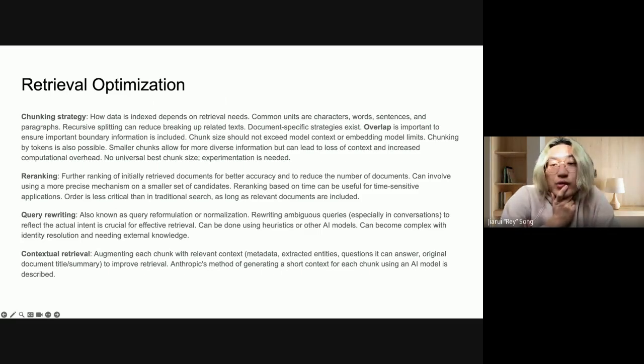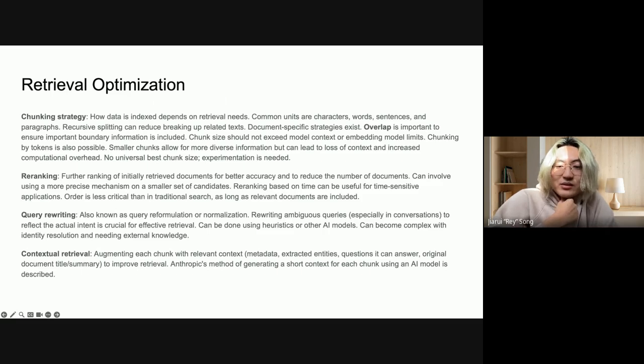Moving on to query rewriting. User queries, especially in conversational settings, can be ambiguous. Rewriting these queries to be self-contained and reflect their true intent is vital for effective retrieval. For instance, a follow-up question like, "How about Emily Doe?" needs to be rewritten to, "When was the last time Emily Doe bought something from us?"